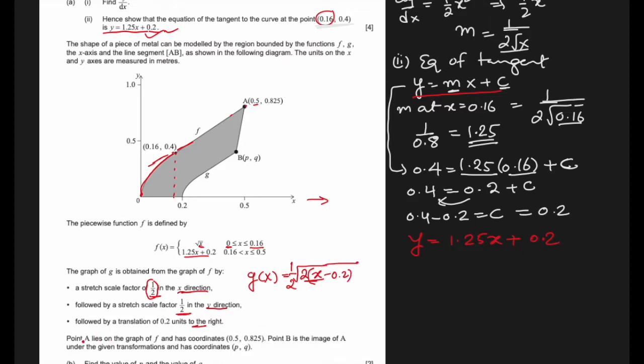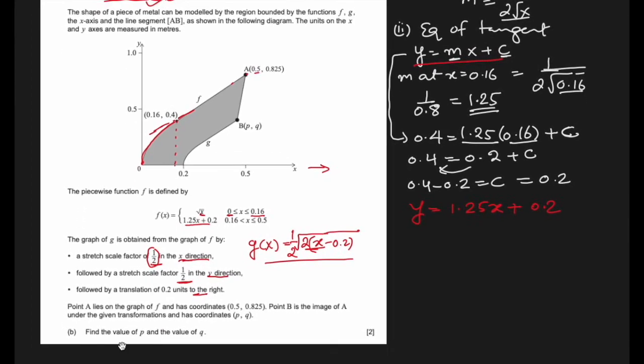All right, point A lies on the graph of f, and the coordinates are these. Point B is the image of A under the given transformations, and has coordinates (P, Q). Find the value of P and the value of Q.